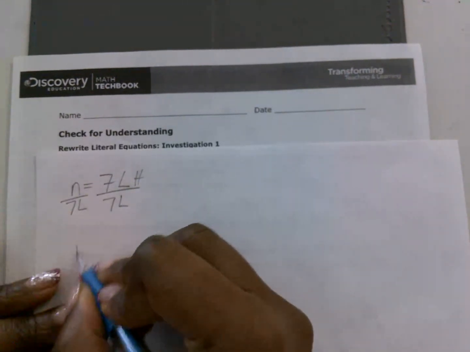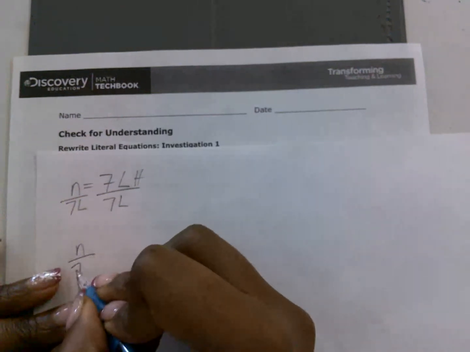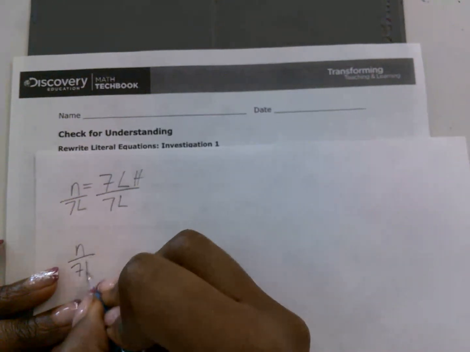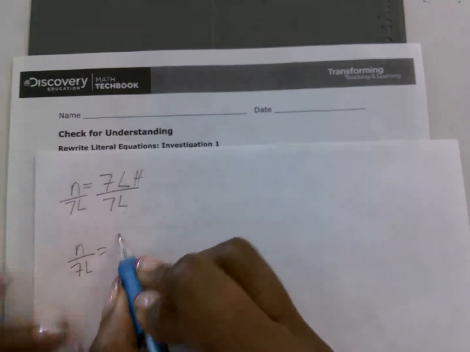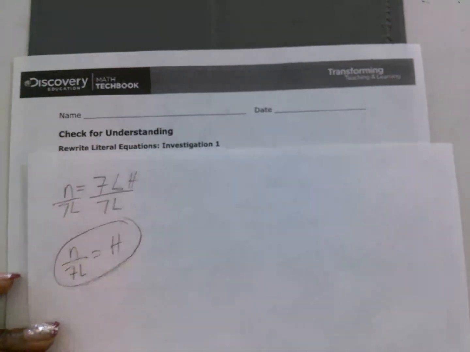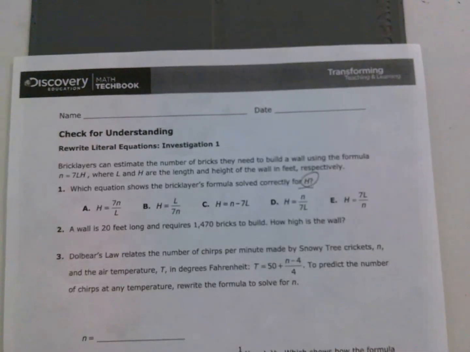All right, so we got N over 7L is equal to what? H. What letter is that? D.